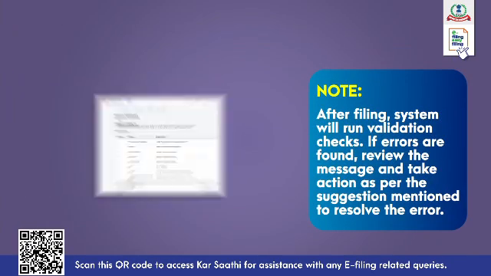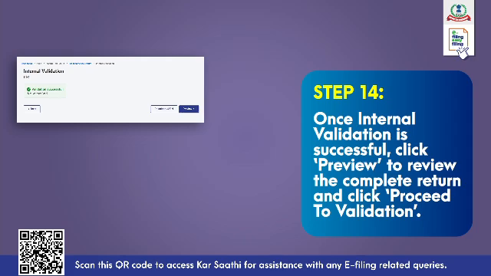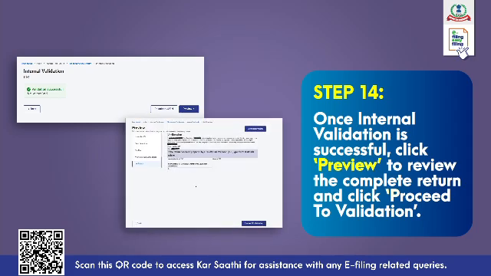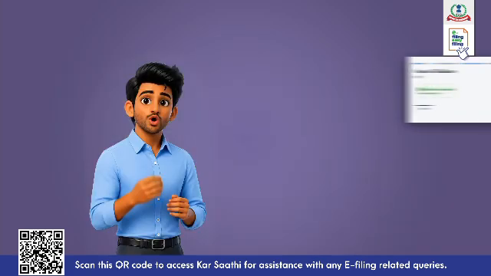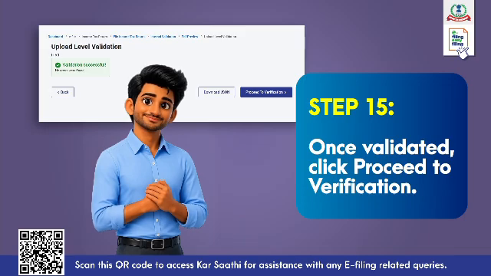After filing, the system will run validation checks. If errors are found, review the message and take action as per the suggestion mentioned to resolve the error. Once internal validation is successful, click Preview to review the complete return and click Proceed to validation. Once validated, click Proceed to verification.